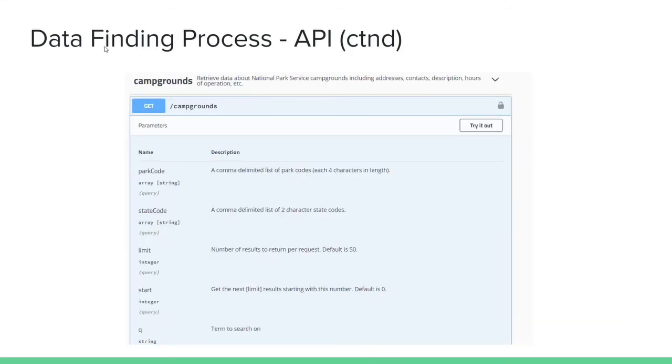Another reason why we chose to use this API was because it provided us with documentation that showed what parameters you could put in to get specific information about each park. Like here, the documentation shows that if you put in ACAD, which is the park code for Acadia National Park, you can get information about Acadia's campgrounds.